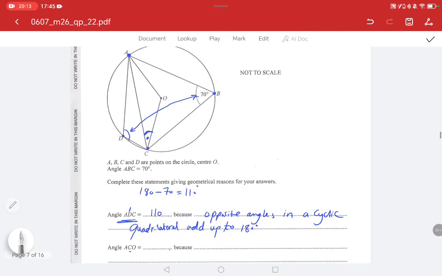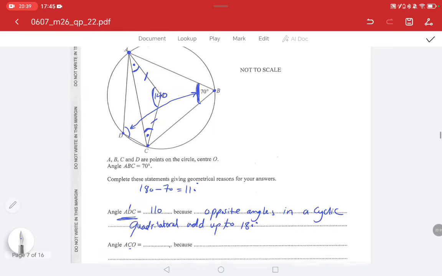Number one. You know that the angle at the circumference here is 70. So the angle at the center is twice the angle at the circumference. So if this one is 70, it means this one is 140. So OA is a radius. OC is a radius. Both of them are the same. So what does it mean? It means that these two angles are the same.